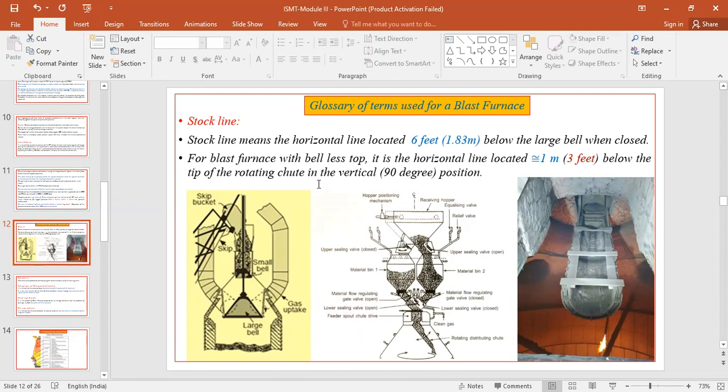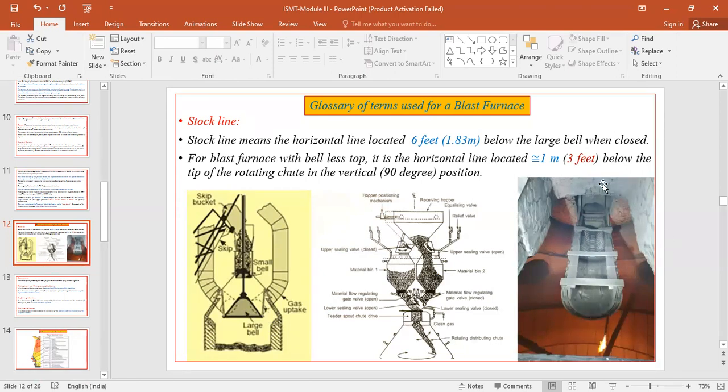So if you have a belt type of charging system, then the stock line is the line located 6 feet below the large bell when it is closed. So this is nothing but the stock line. That means that till this area you can do the charging. Beyond this we cannot go. That is the stock line, approximately 6 feet from the bottommost part of the large bell.